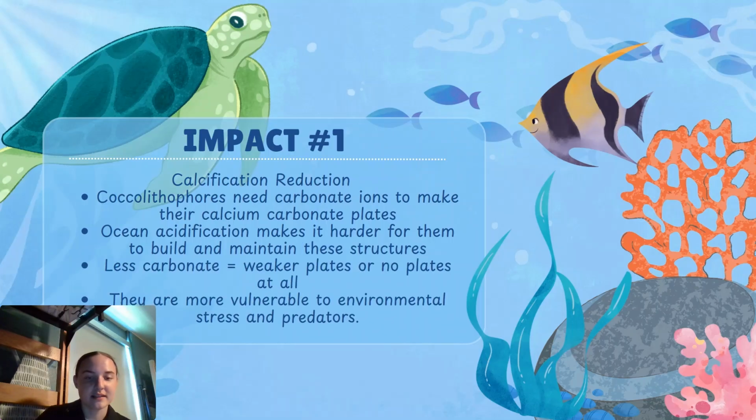Now let's go into impact number 1, calcification reduction. Coccolithophores need carbonate ions to make their calcium carbonate plates. Ocean acidification makes it harder for them to build and maintain these structures. Less carbonate equals weaker or no plates at all. That means they are more vulnerable to environmental stress and predators.